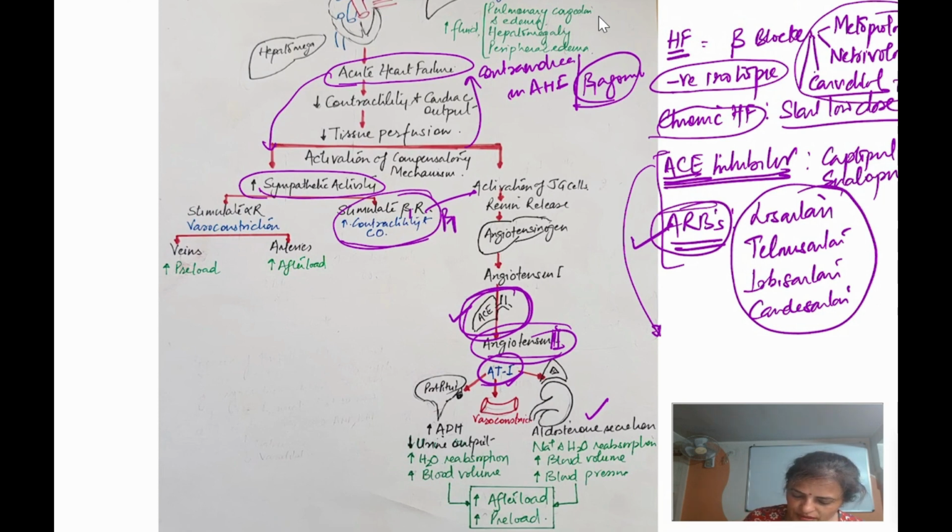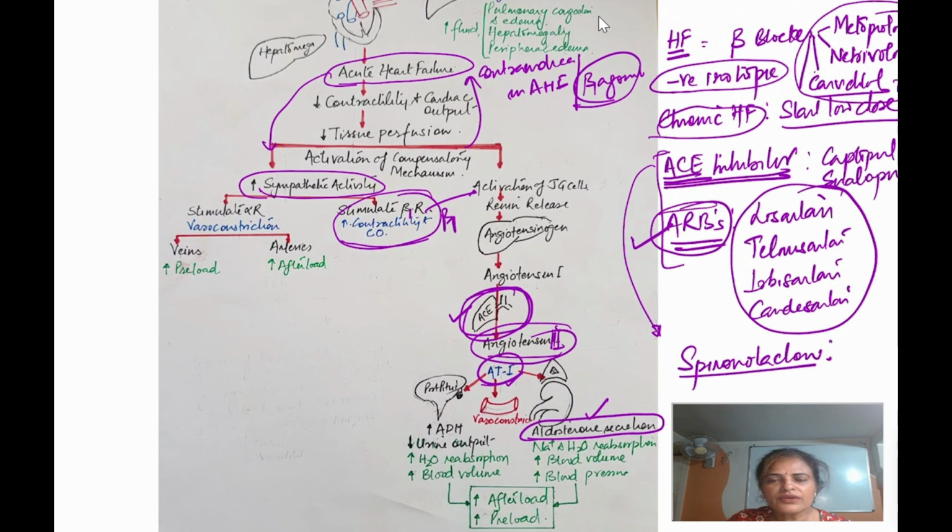Then, coming to the next drug, that is the aldosterone receptor antagonist. Okay, so the aldosterone receptor antagonist is also going to give the same survival benefit. What is this one? The main drug here is spironolactone. This is the aldosterone receptor antagonist. This is the main drug, and it also improves survival by inhibiting cardiac remodeling, and it is a potassium sparing diuretic.